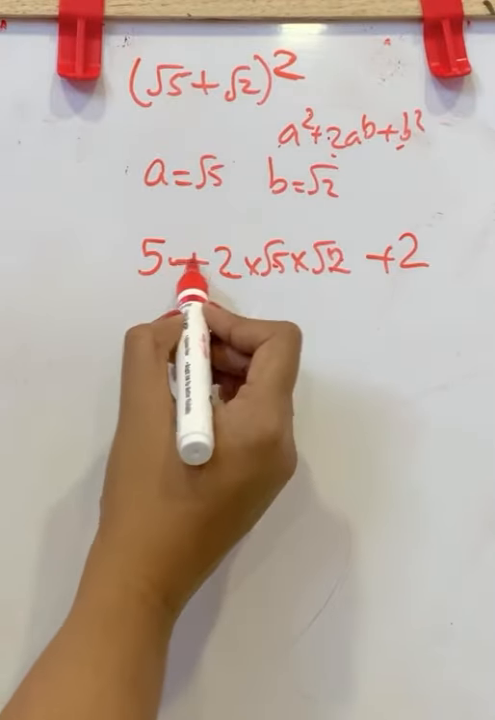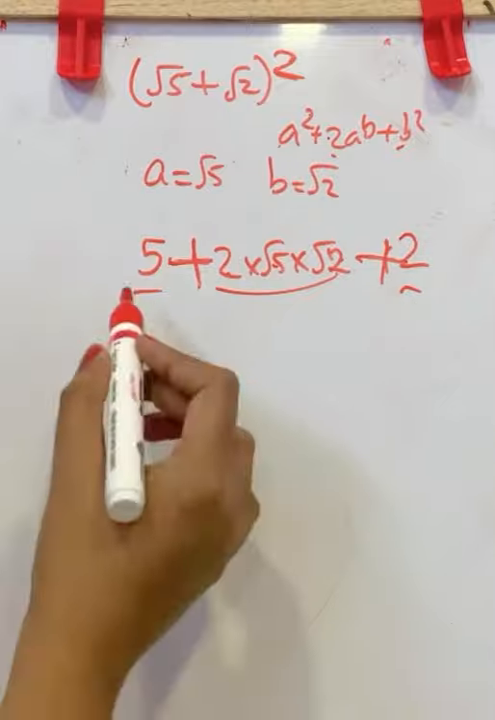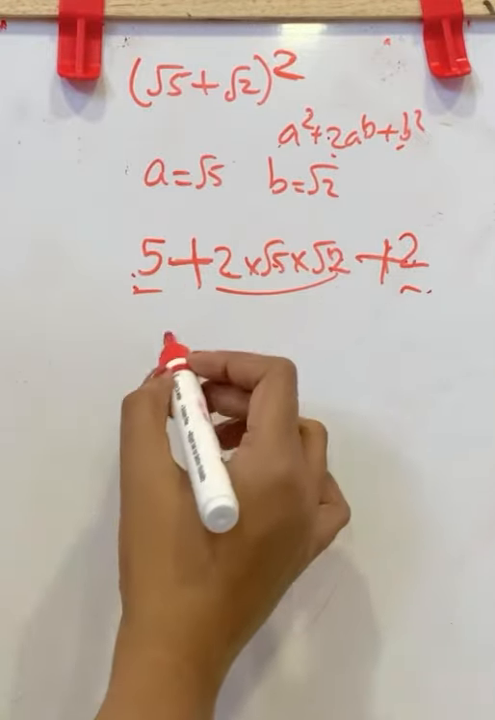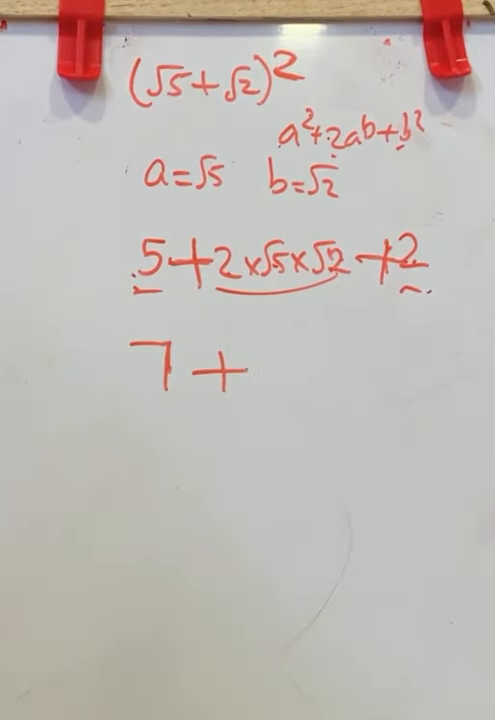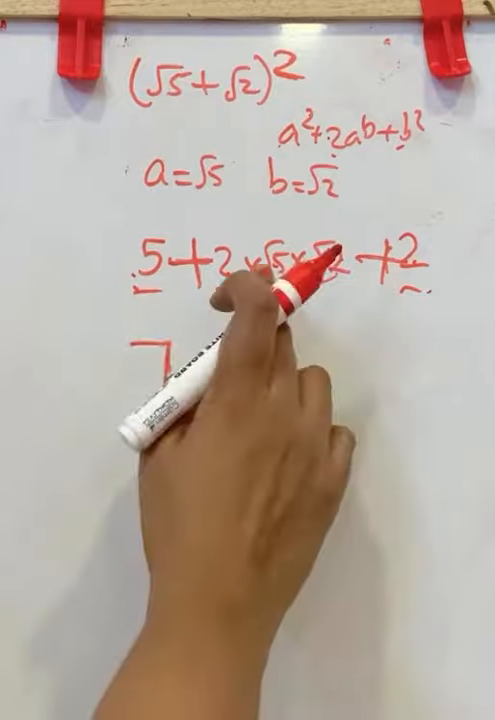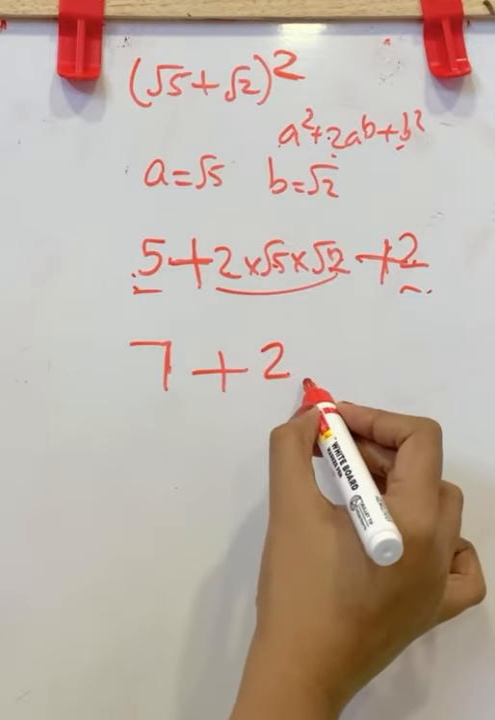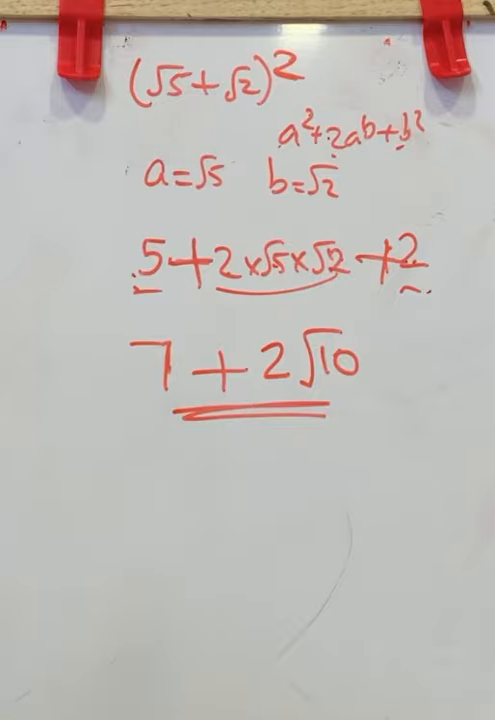Now here we have 3 terms. The first and last terms are whole numbers, so we can add them. 5 plus 2, that is 7, plus 2 into root 5 into root 2. Inside the root you have root 5 into root 2, that is root 10. Outside you will have 2. So 2 root 10. This is the final answer: 7 plus 2 root 10.